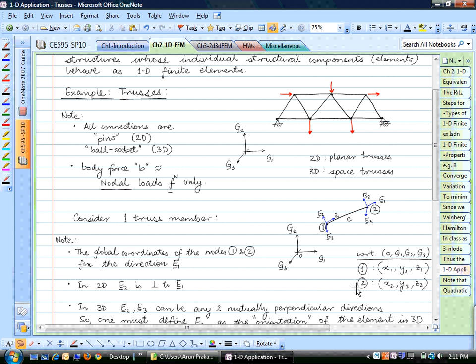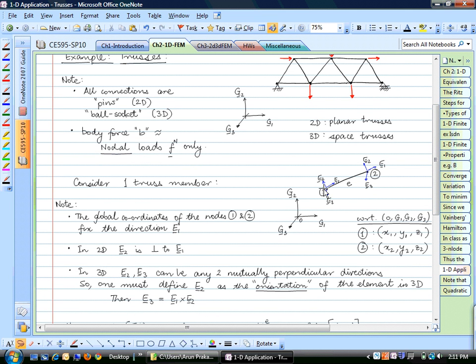So these are the nodal coordinates. Once I know these nodal coordinates, then I know this direction E1, right? I can find out what this direction E1 is going to be if I know the nodal coordinates. And if you remember from our discussion of the one-dimensional finite elements, we developed the stiffness matrix in the direction E1 only. We said that our one-dimensional bar cannot move in the 2 and the 3 directions. So the degree of freedom that we were using was aligned along E1.